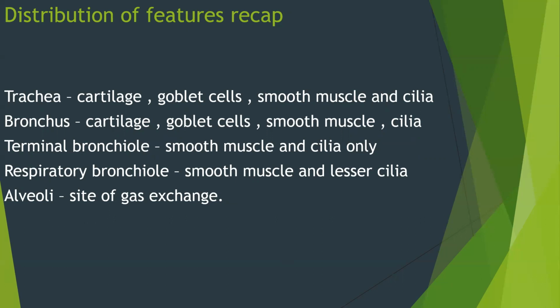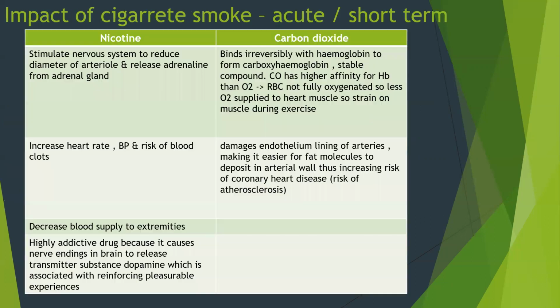Terminal bronchiole will only contain smooth muscle and cilia. It will not contain cartilage, and the same for respiratory bronchiole, but it will contain fewer cilia. And alveoli don't contain any of this. They are only made of squamous epithelium, and they are the site of gas exchange.